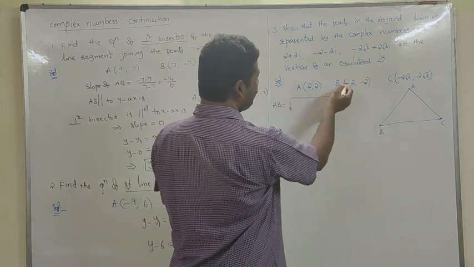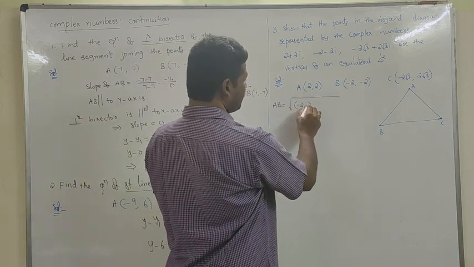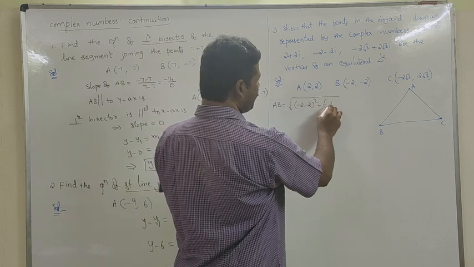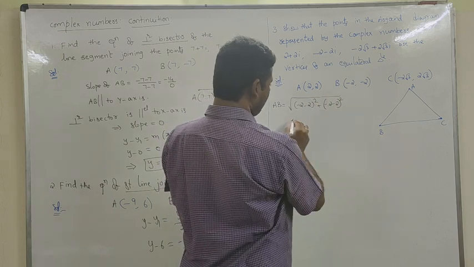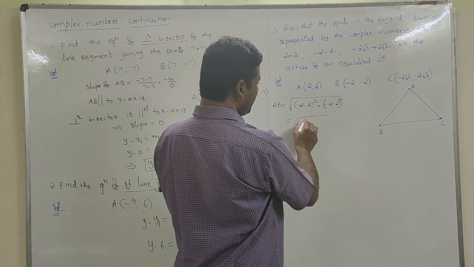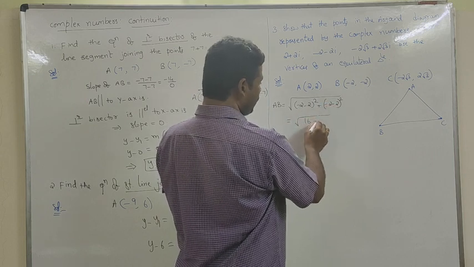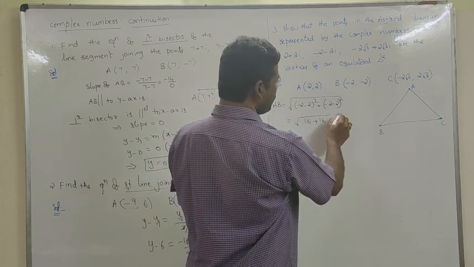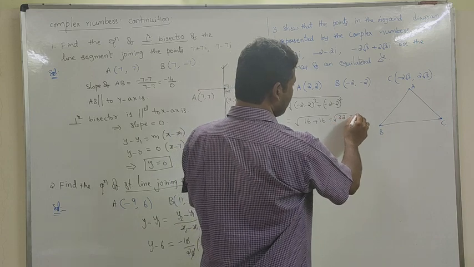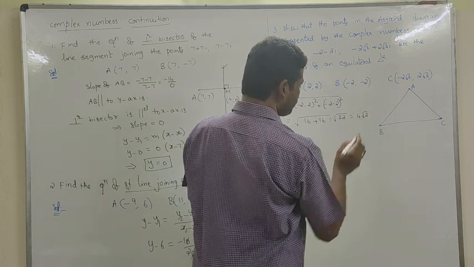What is AB equal to? Square root of x2 minus x1 whole square plus y2 minus y1 whole square. That equals square root of minus 4 whole square, 16, plus minus 4 whole square, 16. That equals root of 32, that equals 4 root 2.